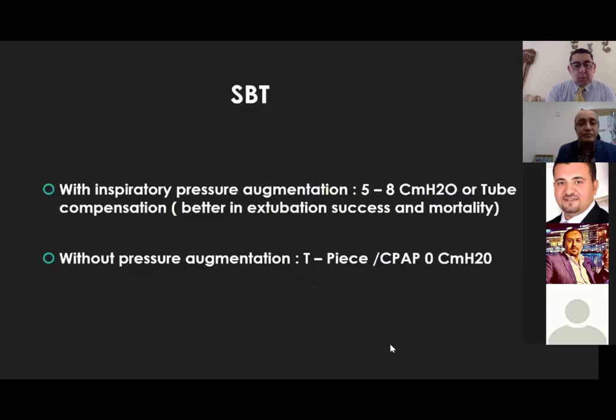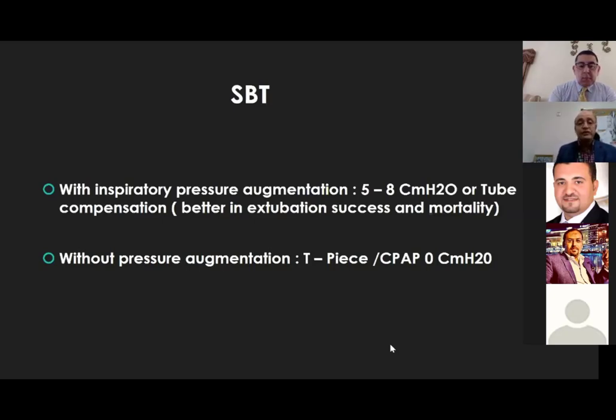And very briefly, the spontaneous breathing trial, SBT, means that you're going to shift from assisted ventilation, positive pressure assisted ventilation, to unassisted ventilation. You just put a pressure support. A spontaneous breathing trial can be with inspiratory pressure augmentation, just minimal pressure support during inhalation to overcome the resistance of the ventilator tubes and the endotracheal tube, 5 to 8 centimeters. If you have a tracheostomy, 5 is enough to overcome the resistance. In some machines, you have tube compensation.